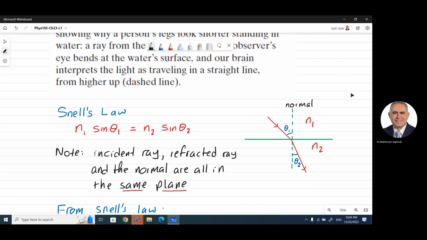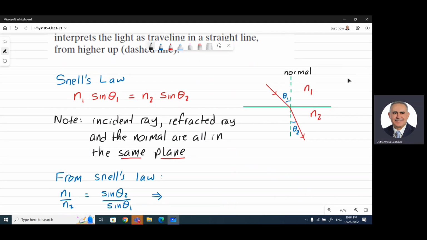Okay. So what is Snell's law? It very simply says the following. This is the angle of incidence. This is the angle of refraction. Okay, our incidence angle, our refraction angle. And this is N1 and this is N2.